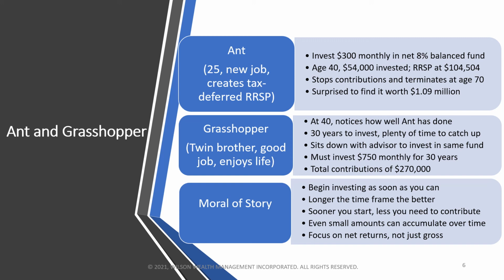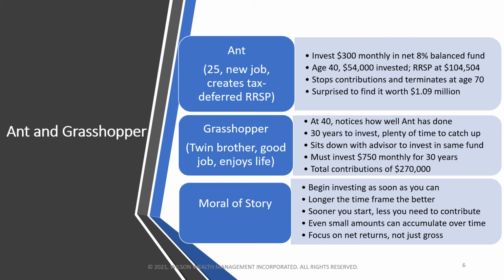So he goes, sits down with a financial advisor, says, I want to invest in the same fund that she is in, earning 8% net per year. And he's expecting, okay, I'll probably have to put in $250 a month to catch her. He's a little bit shocked to learn that he's actually going to have to invest $750 monthly for the next 30 years if he wishes to catch her. And because of that, total contributions are going to be $270,000.